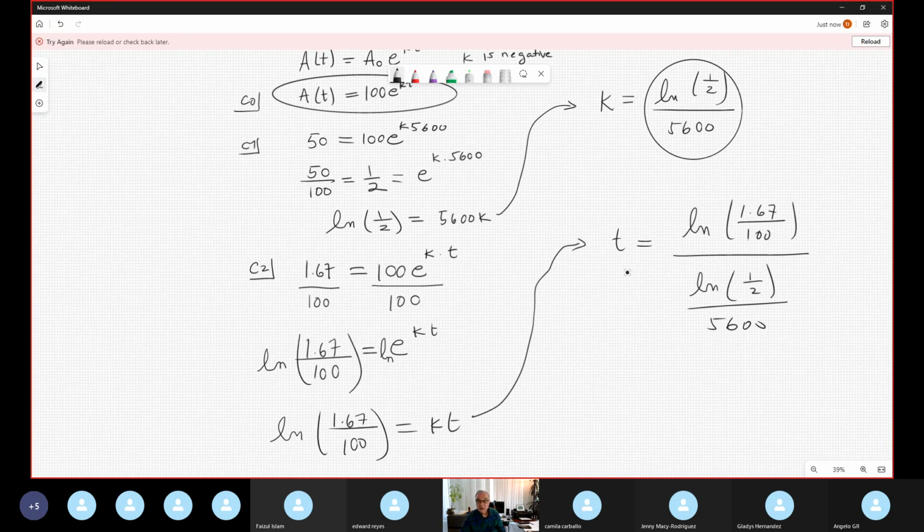Actually, if you want, you put it in a calculator in the best way. Look, put it in the calculator like that. Natural logarithm of 1.67 divided by 100. You multiply by 5600. You put this on top, and logarithm of 1/2. Something like that. It's better, right? Come on, try. If you cannot, I do it in my virtual calculator.